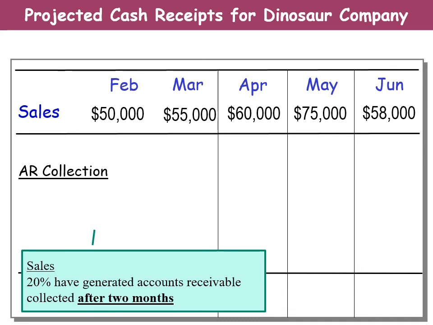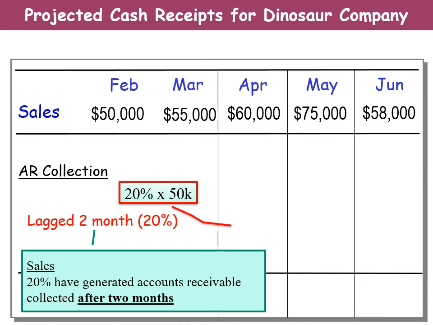20% have generated accounts receivable collected after 2 months. It means that from the point of sale to the point of cash collection, there's a lag of 2 months. So you make a sale today and collect cash in 2 months' time. So 20% of the sales will be collected in 2 months' time.